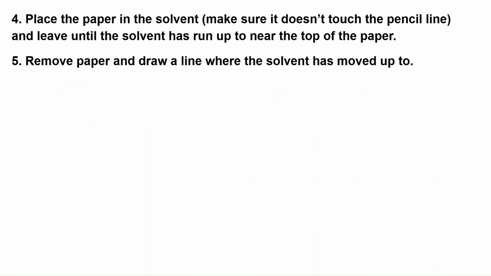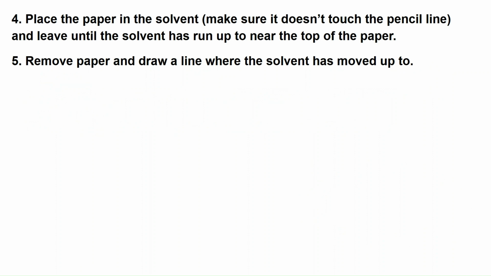After that, what you do is you put your paper in something like a measuring cylinder or a beaker in solvent. These solvents can be multiple different things. It's important that you make sure the solvent doesn't touch the pencil line because if it touched the pencil line, then the pencil line could smudge as well.